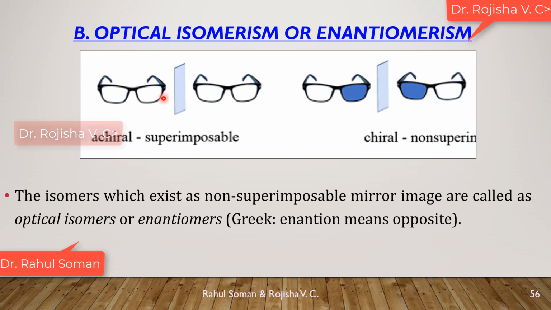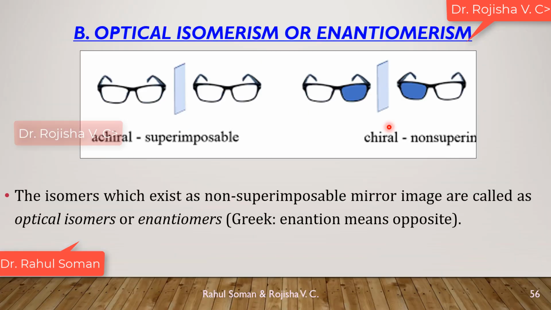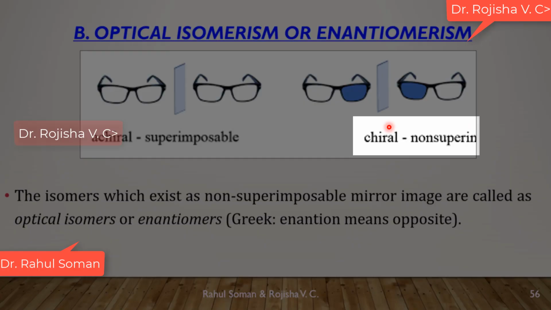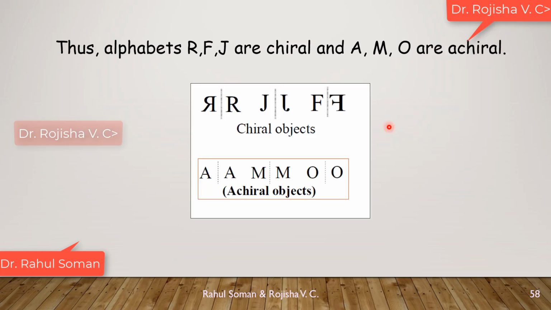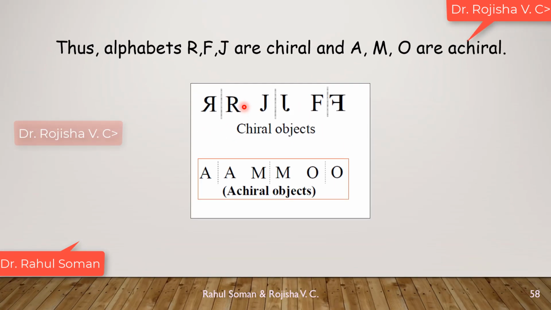So whatever achiral objects have equal cutting possible will make a superimposable mirror image only. Whichever objects we are not able to cut into two equal halves will behave as chiral objects. From now onwards, we are going to focus more on chiral objects, because there the symmetry is very less. These were just some examples of materials.